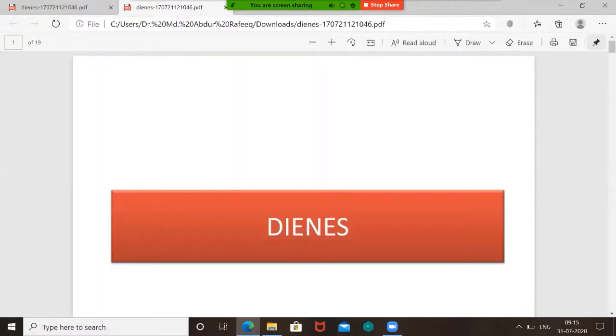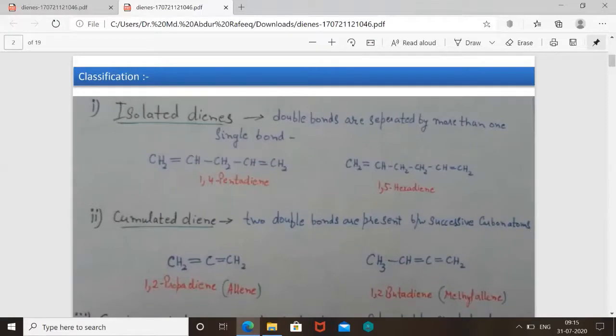So here we are saying dienes. We know that organic compounds having double bonds are named as enes. When there are two double bonds, they are called dienes. Now, dienes are classified into three types.